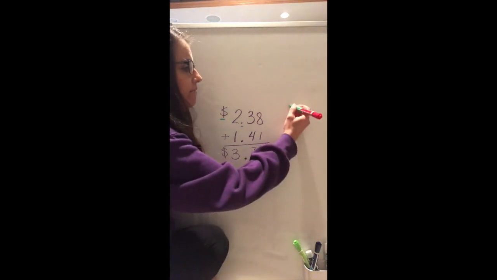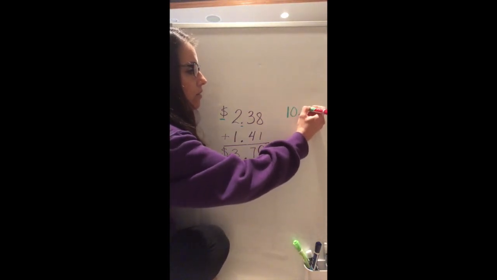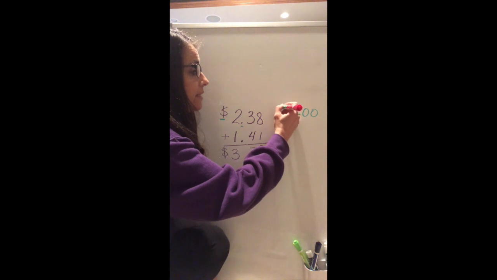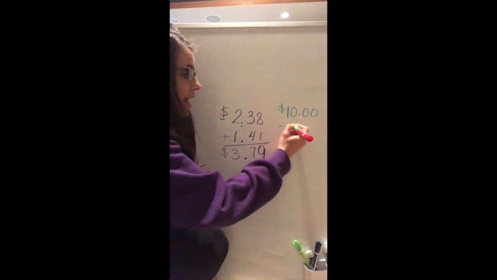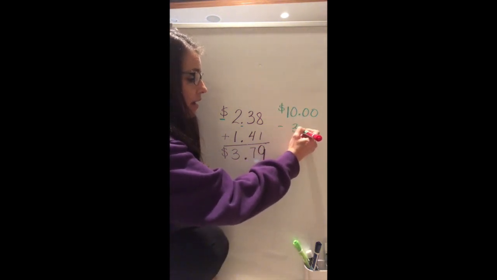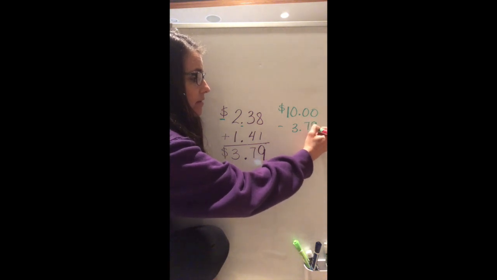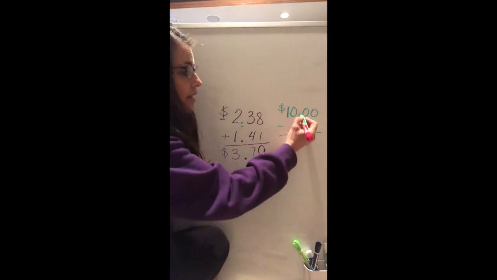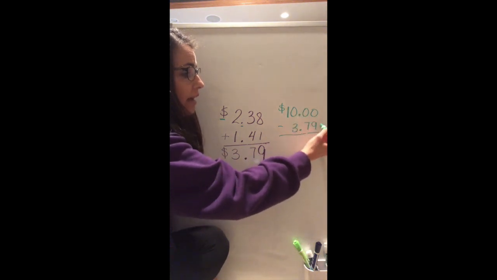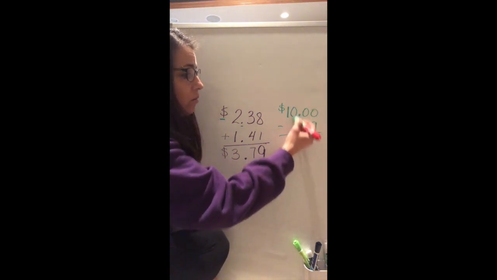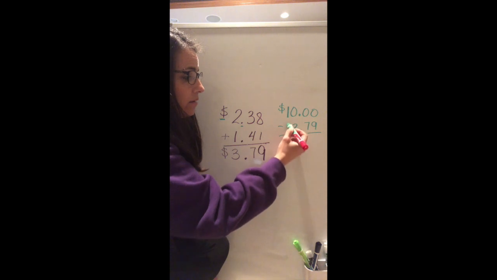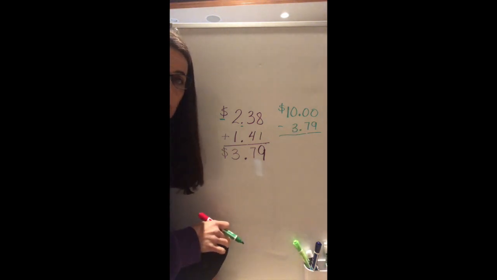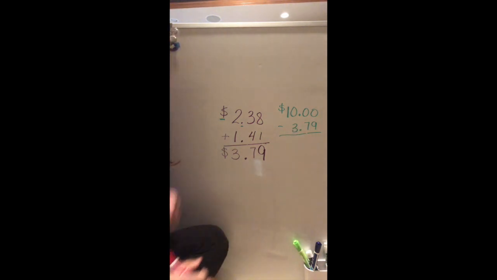If I need $10, but I have $3.79, that is how that's going to look. Notice my decimal points are in line. This one has nothing underneath it, but that's okay. We can still do this. Oh, Mrs. King just gave us a challenge problem.